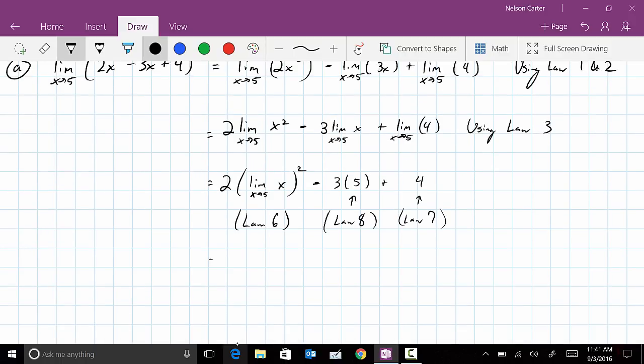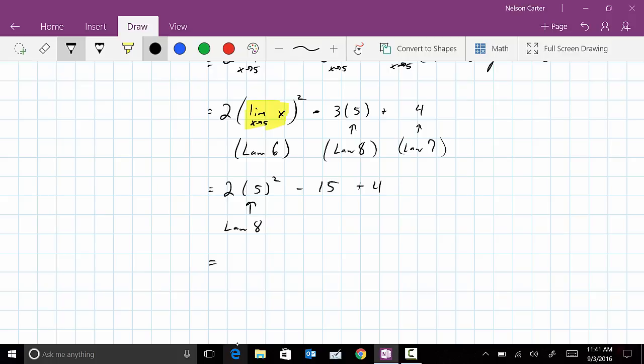Okay, so now what we have here is this limit right here should equal 5, and the reason it equals 5 is because of law 8. So this is going to become 5 squared, that's law 8, and then we have minus, and then you can just multiply here. That's 15, and then plus 4.